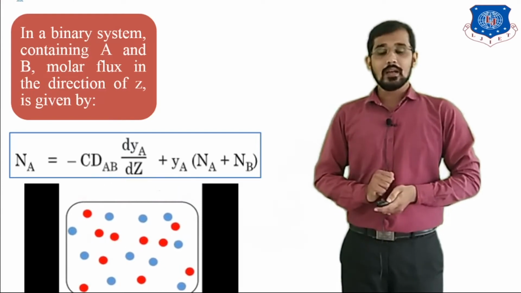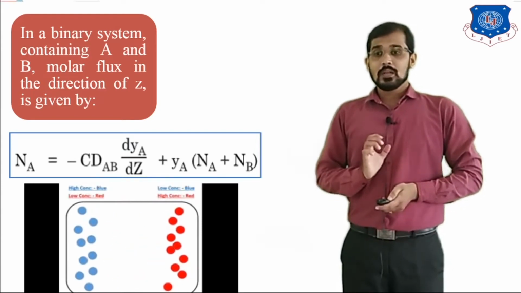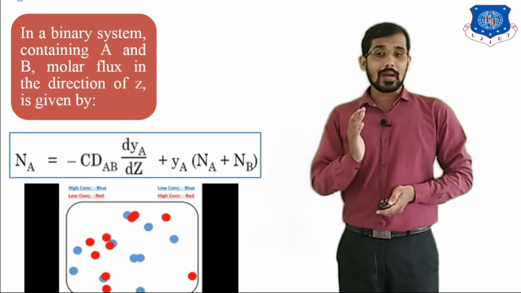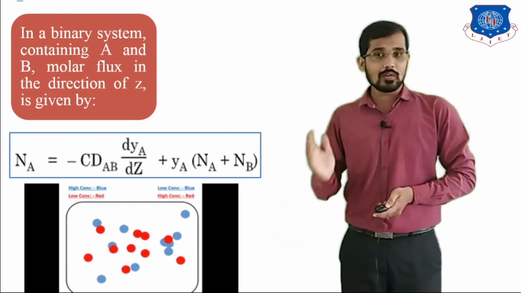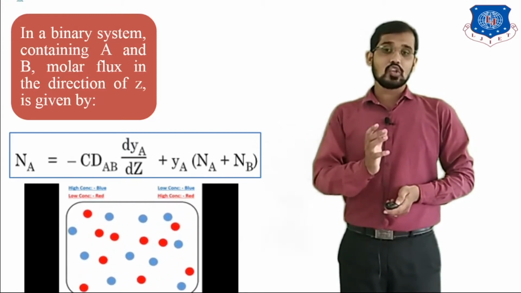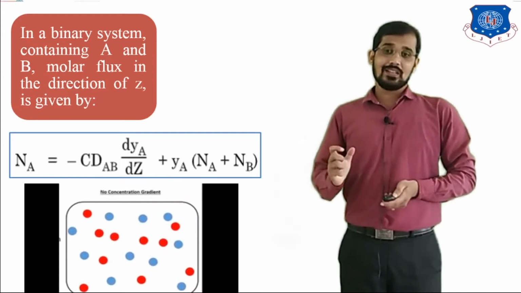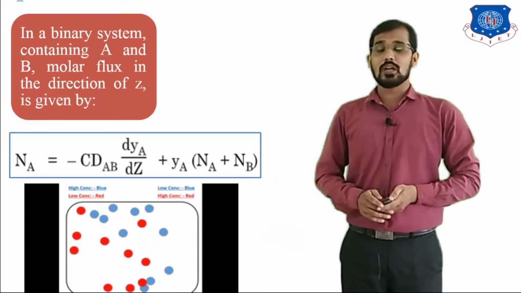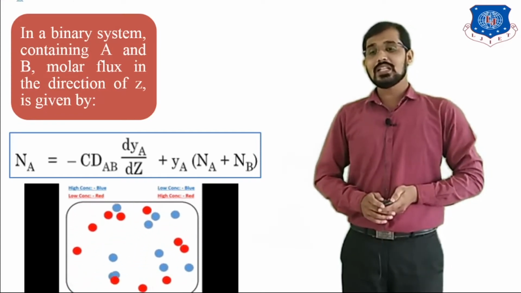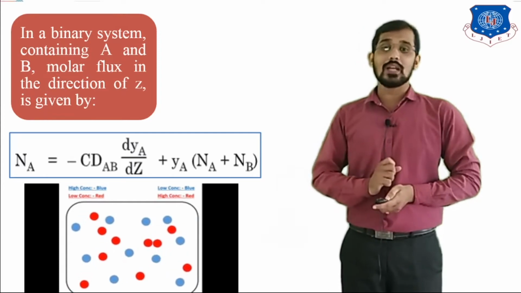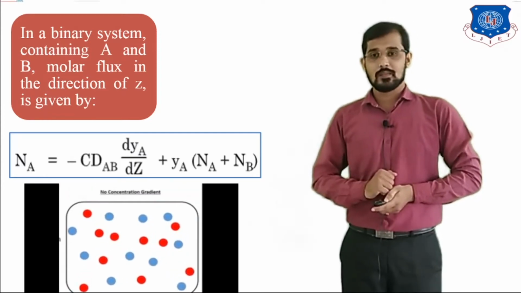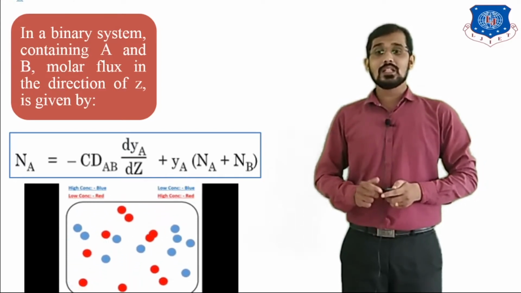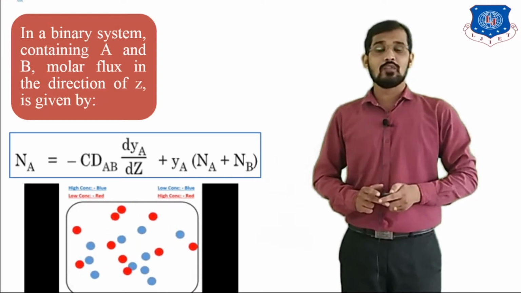So what is the meaning of NA? NA is the molar flux of component A. Why is there a minus sign here? Because particles move from the higher concentration region to the lower concentration region, so the concentration on the higher side is decreasing. That's why we have the minus sign. D_AB is the diffusion coefficient of component A with respect to B. dY_A/dZ is the concentration gradient of component A in the gaseous phase in the Z direction. Y_A is the mole fraction of component A in the gaseous phase. NA is the molar flux of component A, and NB is the molar flux of component B.